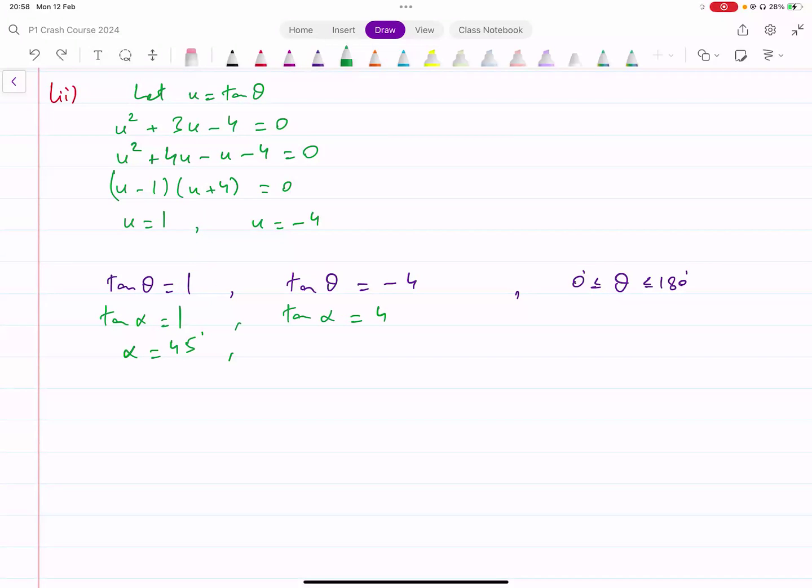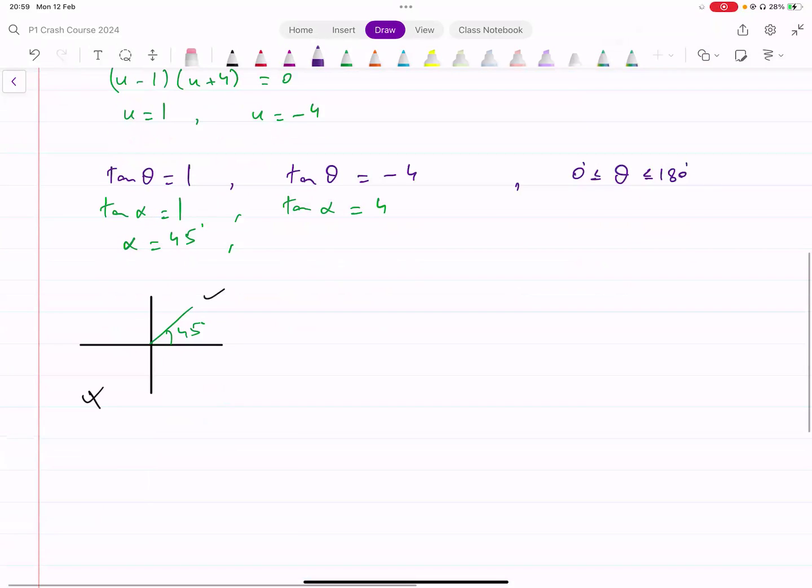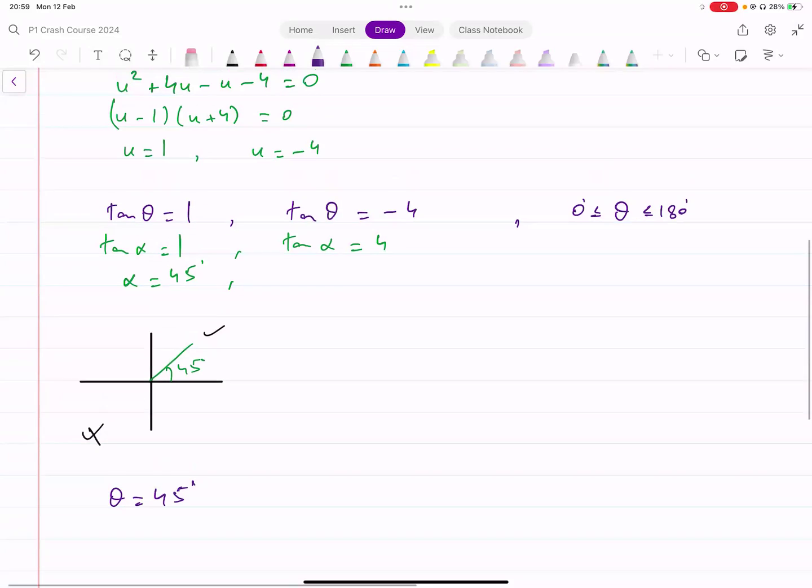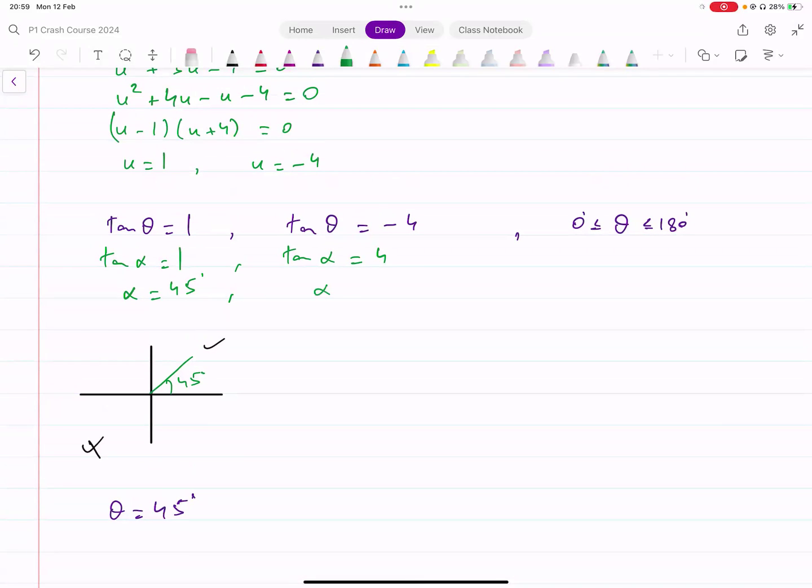Since tan is positive in the first quadrant and in the third quadrant, it could be first or third. However, since the interval is from 0 to 180, the third quadrant is not possible. That's outside the interval. This is the only possibility from the first equation, 45. So one possible value of theta, therefore, is 45 degrees. Find the basic angle from the second equation. What does that turn out to be?